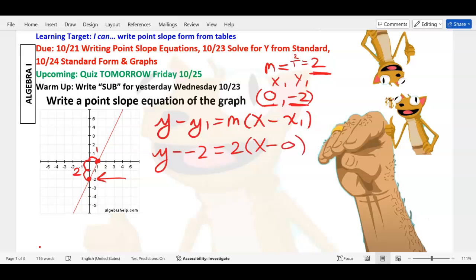Now, you'll remember, hopefully, that this is not the best way to write it because don't we know minus a negative is the same thing as a plus?